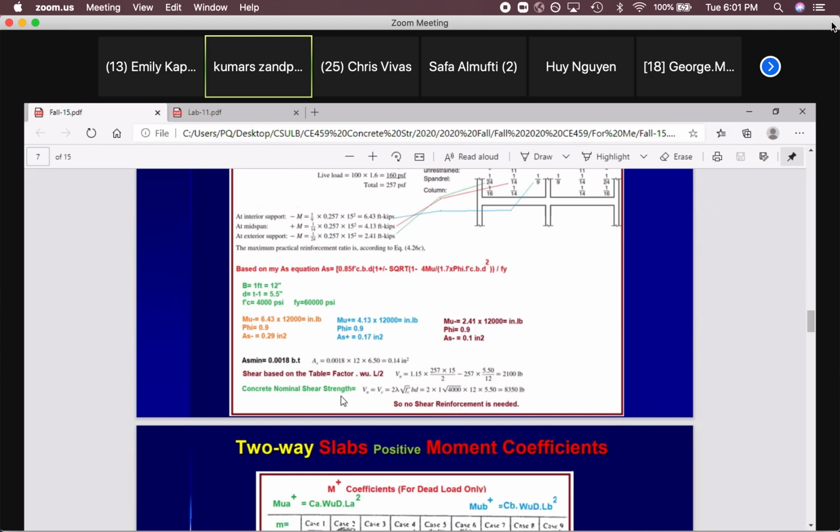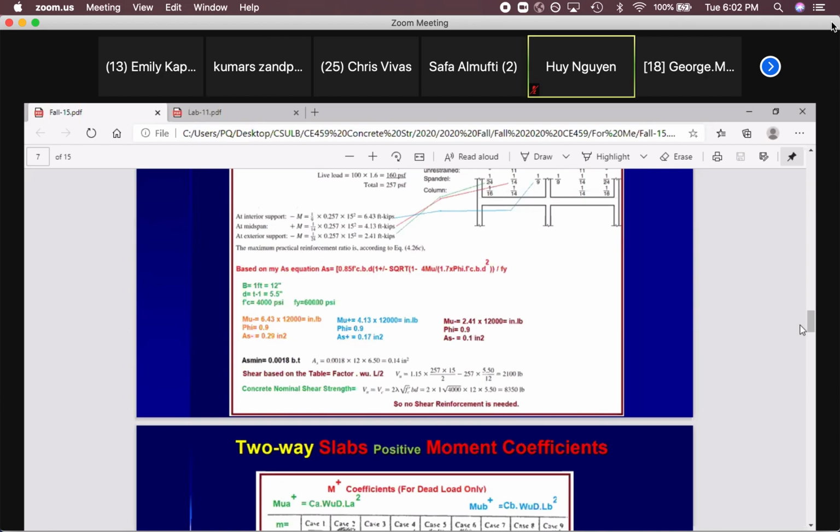Then most of the time, slab has huge capacity in shear and we have no problem, but we have to check it. So in this case, we will check just the nominal concrete by itself shear strength. As you might remember, Vn, Vc, concrete only with no shear reinforcement, 2 lambda square root f prime c b d. Lambda normal concrete 1. F prime c 4,000, not 4 ksi, 4,000. b 12, d 5.5. That's it. As you can see, this one is 4 times as big as the other one. So no shear reinforcement is needed. As I mentioned, slabs are very strong in shear, but we have to check it. That's it.